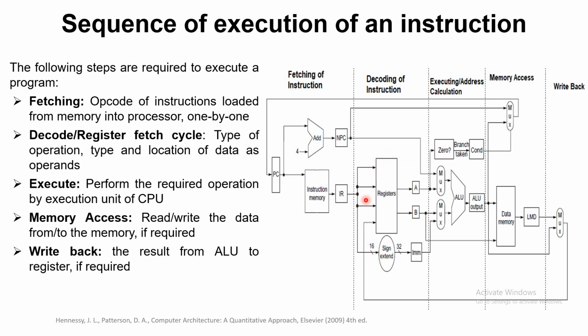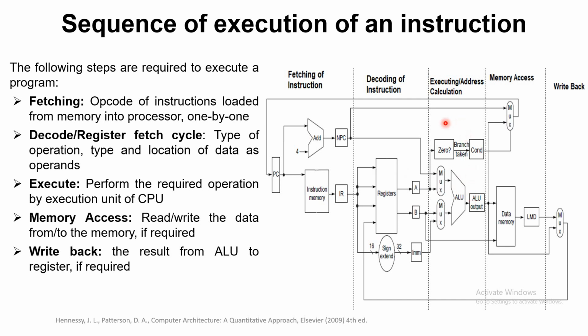As we can see, decoding is done over here, the type of operation becomes known, then the registers are identified, and whatever data is required from the registers is loaded to the temporary registers, register A and register B. If there is any immediate data, that immediate data is moved to this sign extend block, which converts the 16-bit value into 32-bit. That is the decoding of the instruction. And next, the third stage is the execution.